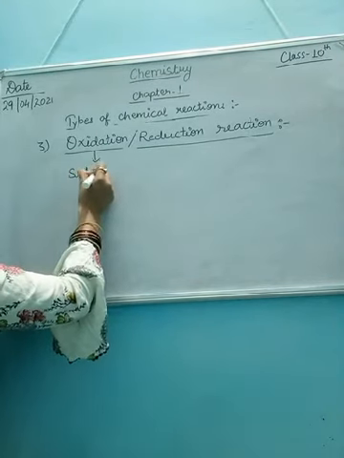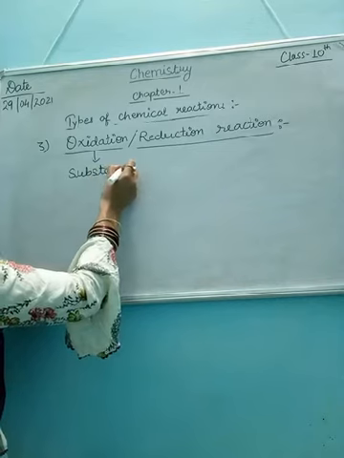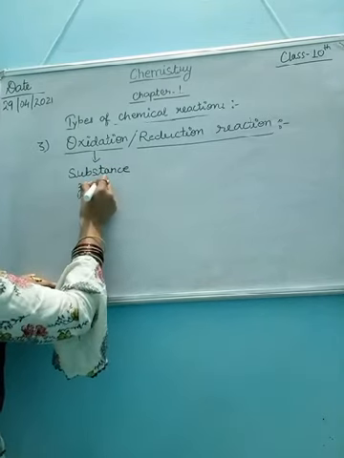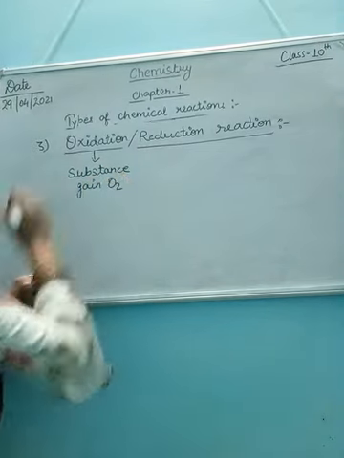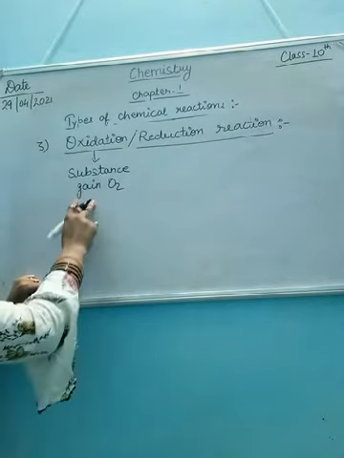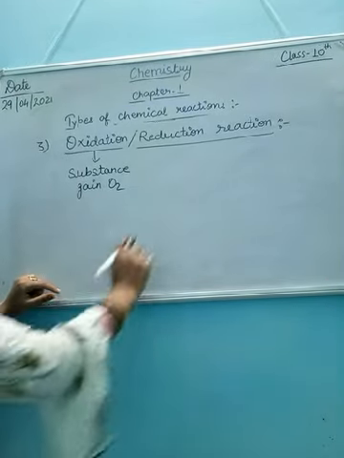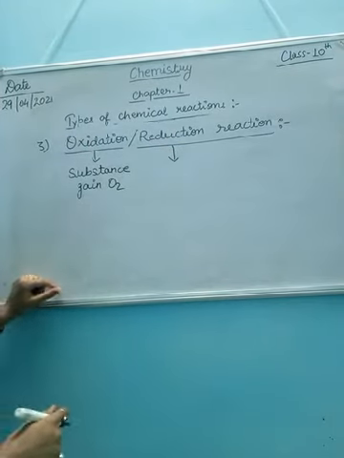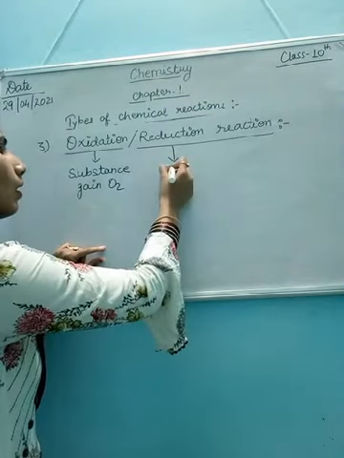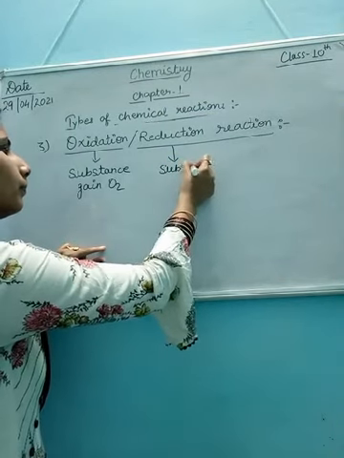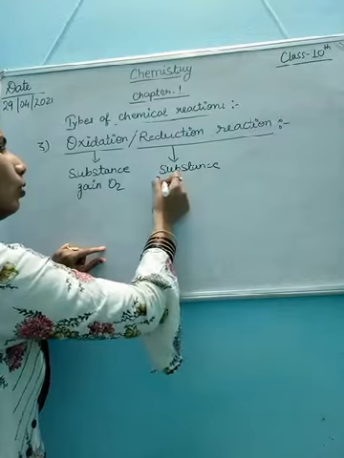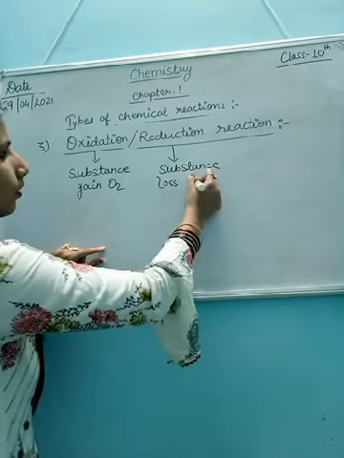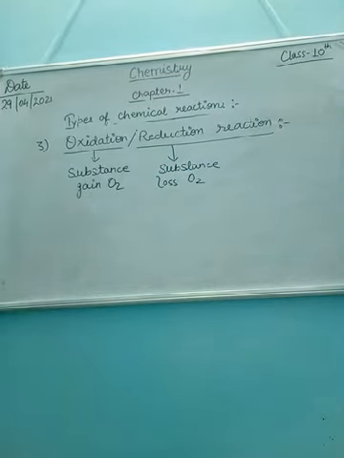Substance gains oxygen. This is known as oxidation reaction. Reduction is just the opposite of oxidation. In reduction reaction, substance loses oxygen. Substance loses oxygen, that is known as reduction.